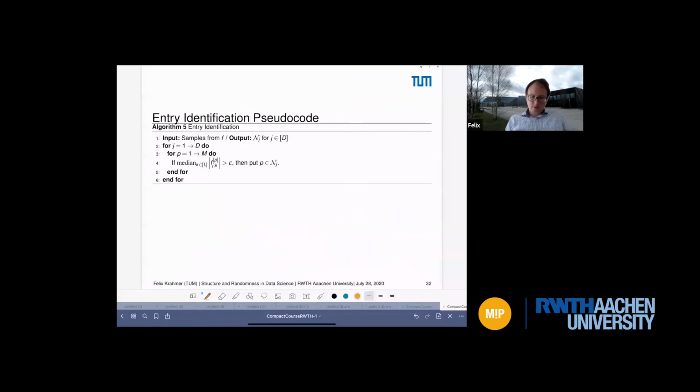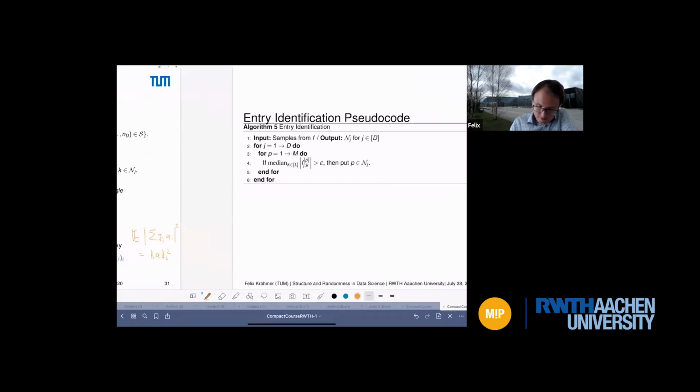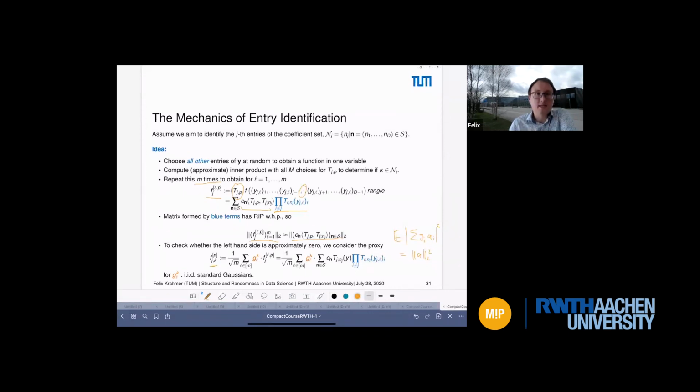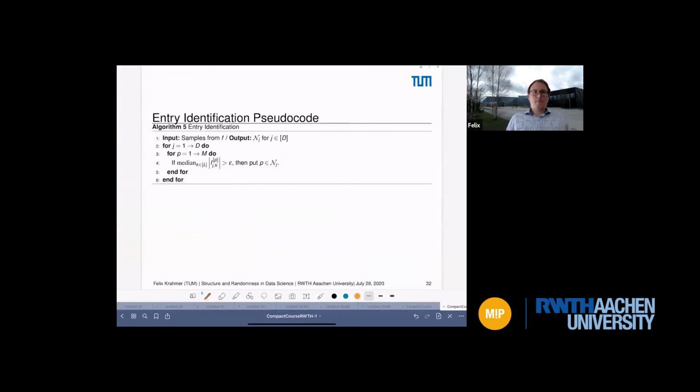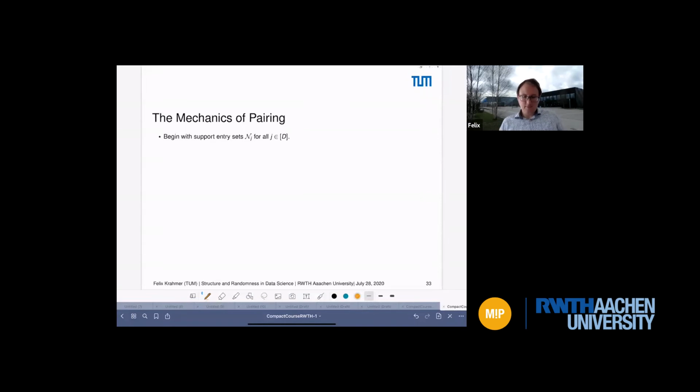So let me write it down in this form here. Entry identification. What we do is we sample our function f. We want to output this entry identification set nj, and then we calculate this quantity here that mimics the L2 norm, at least with a certain probability. That's why we apply the median, because if it behaves like the L2 norm with a certain probability, taking the median would only give you 0 if it's really 0 in most of the cases. So that's the procedure for entry identification.